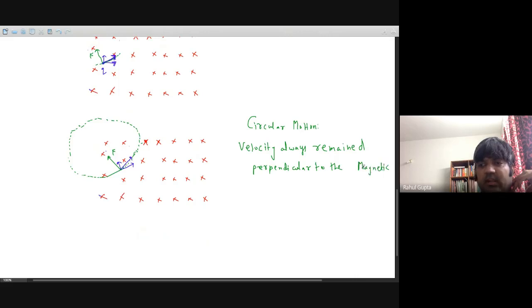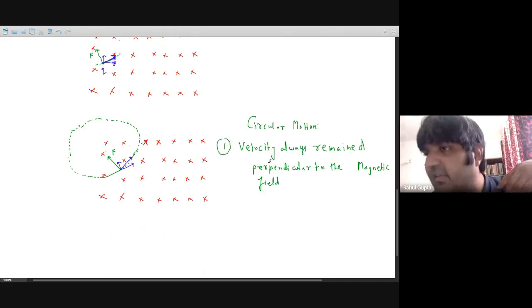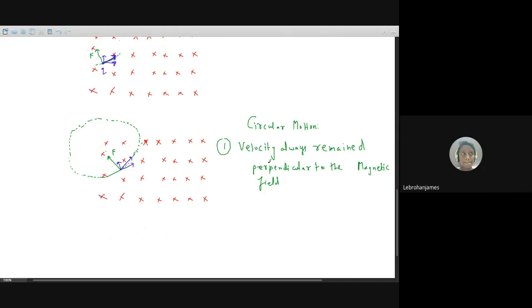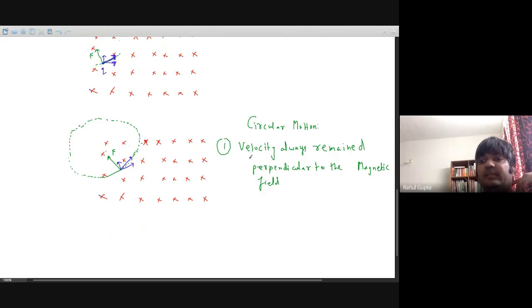This part, are you getting? In this case, because it was moving in this plane, the magnetic lines of force were always perpendicular to the plane. So whenever it changed velocity, even then it remained perpendicular to the magnetic field. It's staying in the plane, but more importantly, plane or no plane, the velocity, even though it's changing, is remaining perpendicular to the magnetic field.